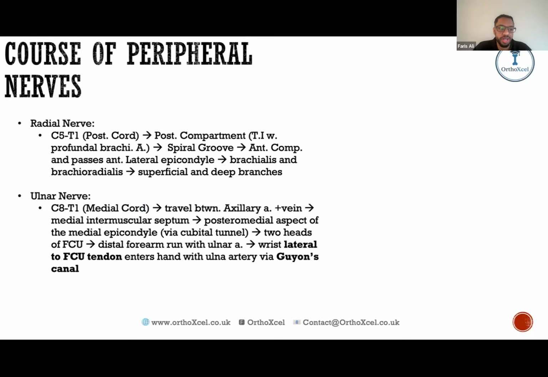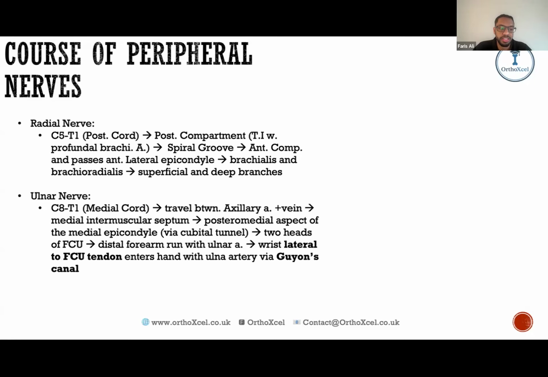It leaves the axilla through the triangular interval with the profunda brachii artery, and then in the spiral groove of the humerus, lying in the posterior compartment of the arm. Then it pierces the lateral intermuscular septum to leave the posterior compartment and enter the cubital fossa at the lateral epicondyle. And then here it divides into the superficial radial nerve, which is the sensory, and the posterior interosseous nerve.